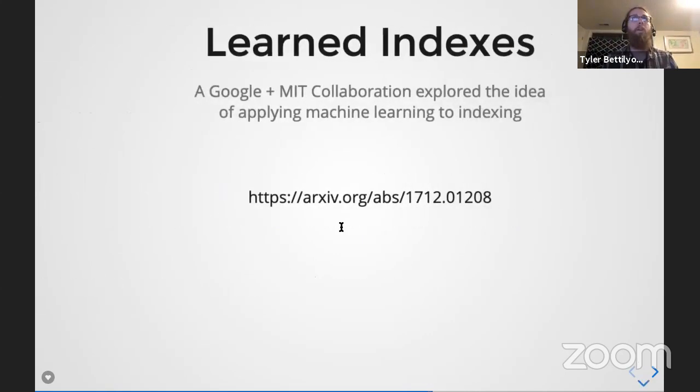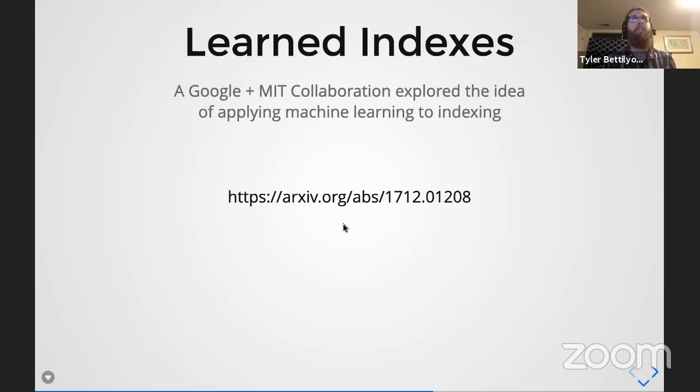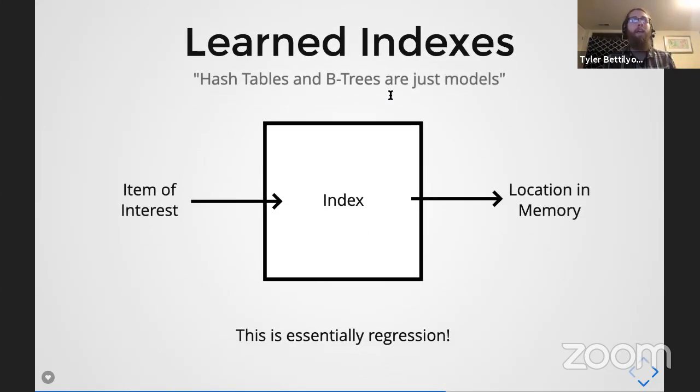Okay. So now the machine learning part. Here's a link to the paper again. This is, once again, a Google and MIT collaboration written in 2018. And the key insight of this paper is that hash tables and B trees are just models.